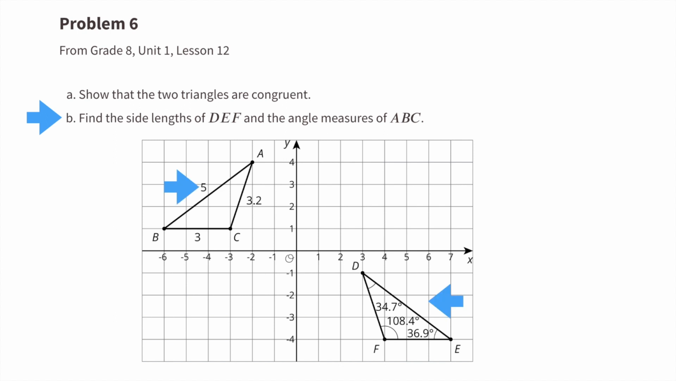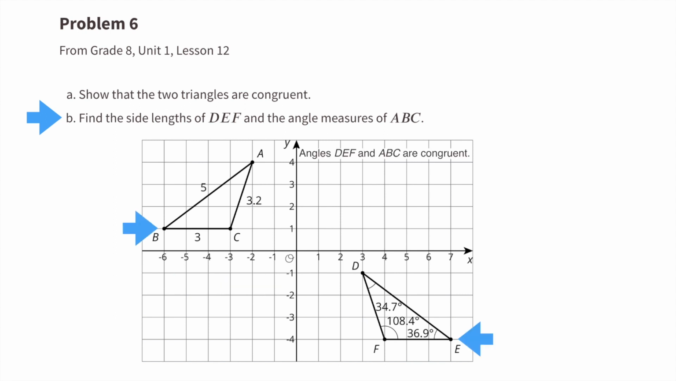The side lengths of D and E are equal to the side lengths of A and B, so DE equals 5 units. The side length of BC is equivalent to the side length of FE, so FE would be equal to 3 units. So FD would be equivalent to 3.2 units, since side length FD is equivalent to side length CA.